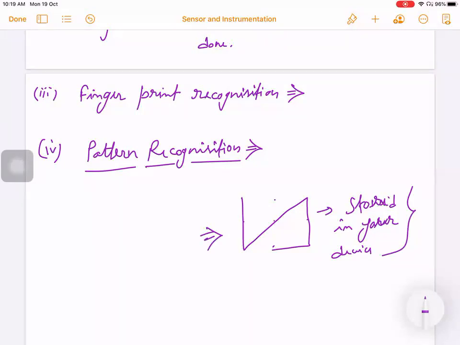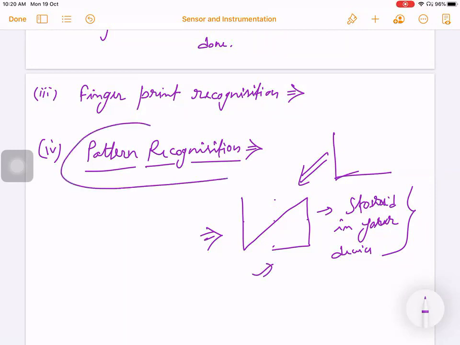Every time you draw the pattern, it is compared with the stored data. If it is not matching, obviously you will not get the access. If you draw the same pattern, then you will get the access. So this is pattern recognition.